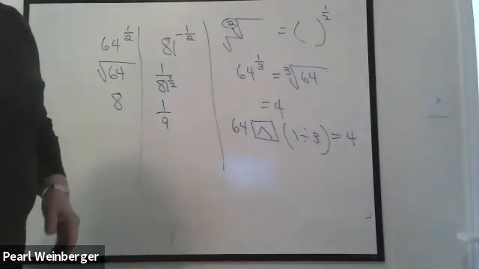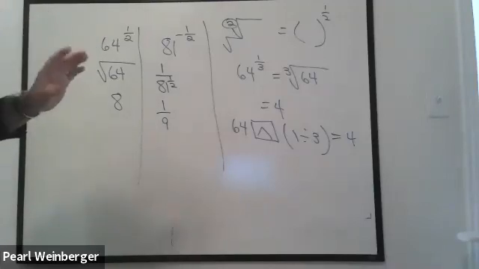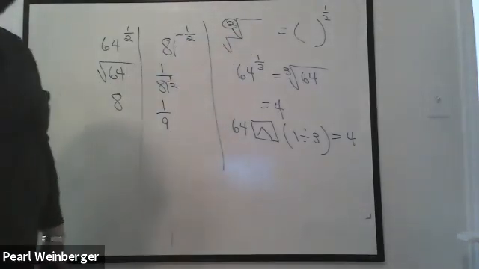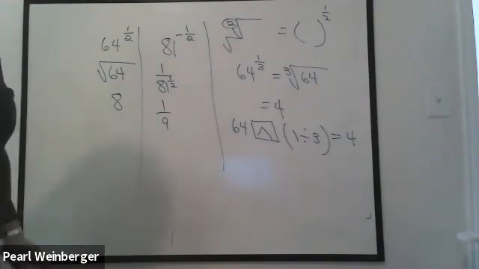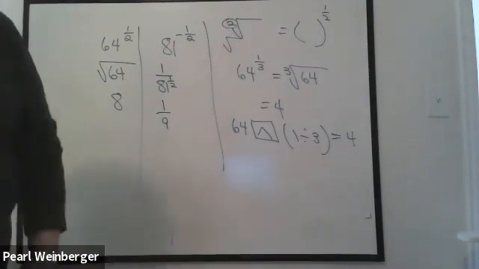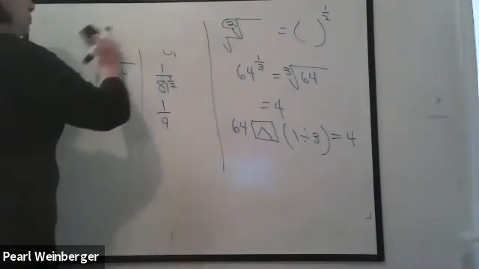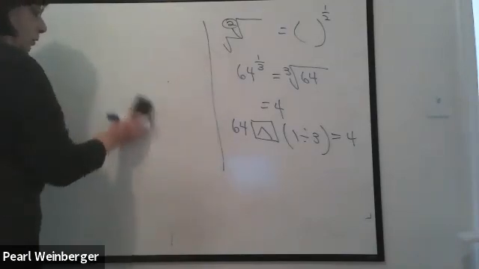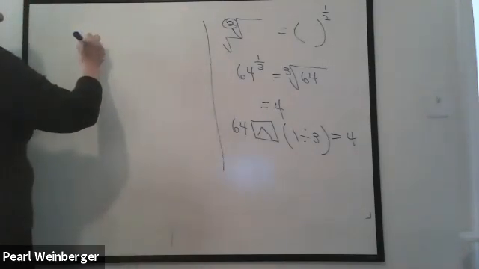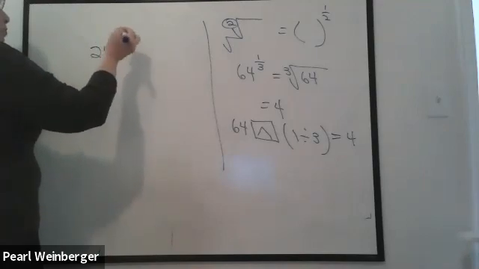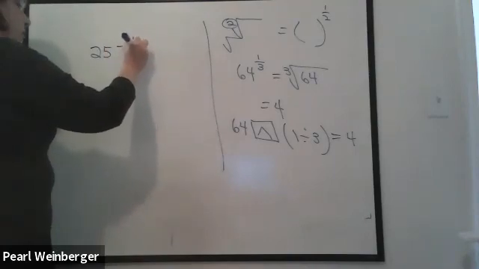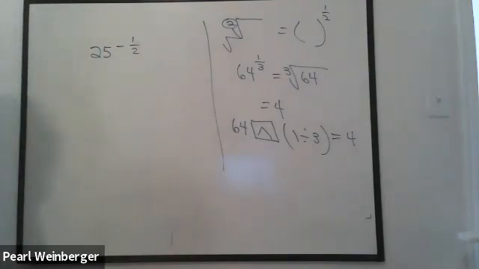So you can do fractional exponents, which are also radicals, on your calculator if you want. What happens if you have something like this? What if I had something like this? 25 to the negative 1/2 exponent. What would that mean?